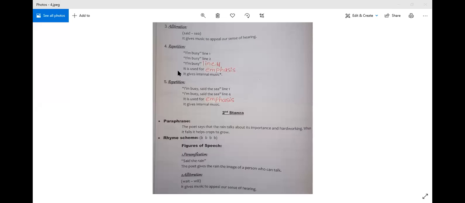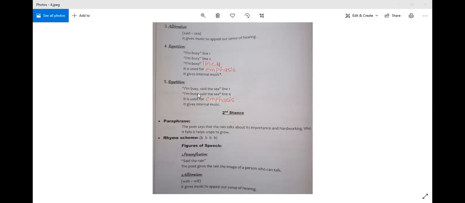And how is the repetition useful, guys? Okay, we use the repetition for emphasis, and it gives internal music. Emphasis means to make the meaning powerful and to make sure that the meaning is clear for the one we are talking to. So again, the repetition is useful because it is used for emphasis and it gives internal music.